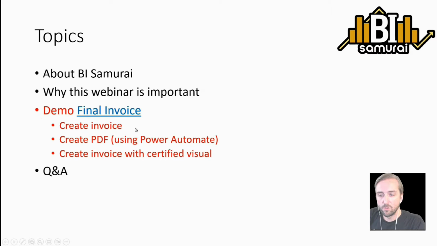Cool, now we're getting to the main part. So I'm going to spend some time creating the actual invoice. So we're going to start from zero. And once we have it ready, we're going to publish it to the Power BI service. And then we're going to use Power Automate. Actually, we're going to use Power Automate Desktop to loop through all the individual clients that need to get an invoice. And we're going to print one PDF file per client.